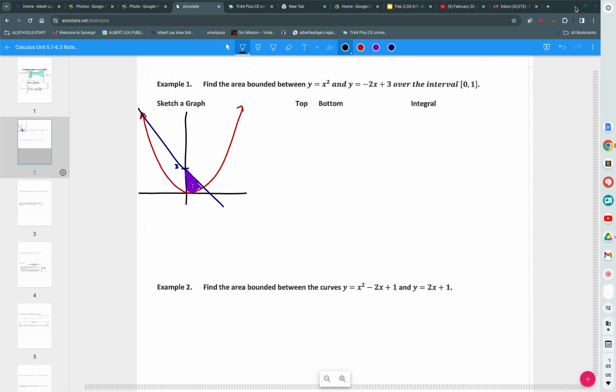Which one's on top, the parabola or the line? The line. So we say that negative 2x plus 3 is the one that's on top, and then minus the one that's on bottom is x squared. Okay. And so our integral is from 0 to 1 of negative 2x plus 3 minus x squared dx. Sorry about that.